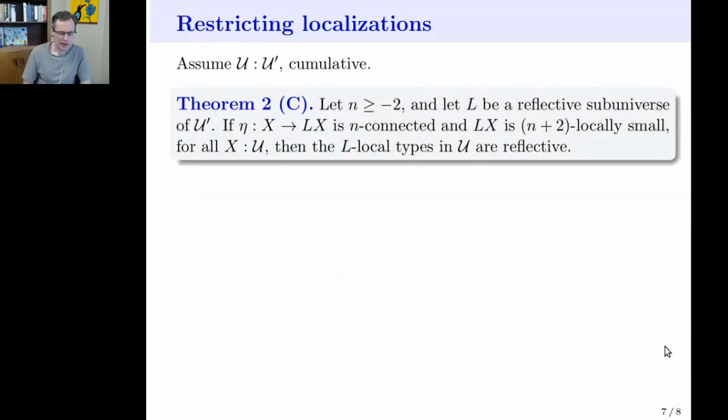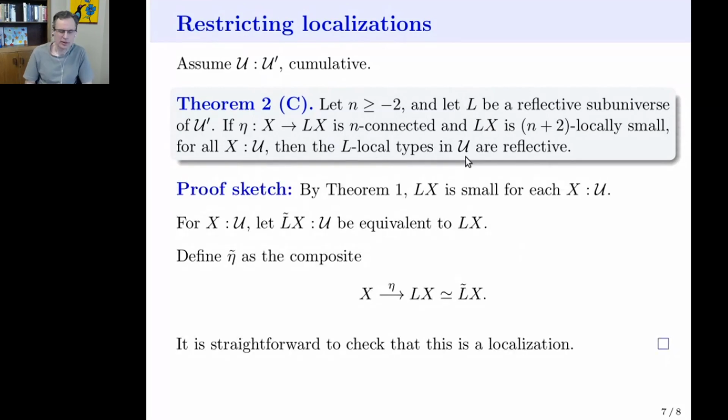Okay, so now I need a result that allows us to restrict a localization from a larger universe to a smaller universe. So now I have two universes. U is a small one and U' is a big one. And here's what the theorem says. Again, we have any n at least -2. And we start with a reflective subuniverse of the larger universe U'. And we assume that the eta map, the localization map, is n connected, at least for all of the small X in U, and that LX is n+2 locally small, also for all X in U. If you have those assumptions, then if you look at just the L-local types in U, that subuniverse of U is a reflective subuniverse of U.